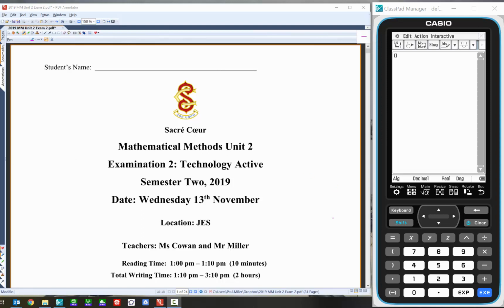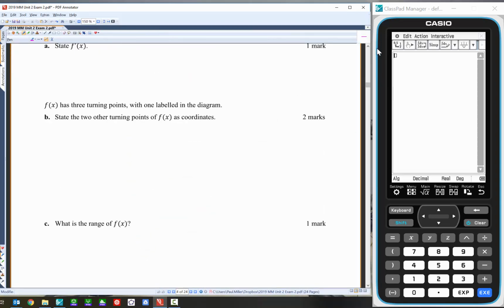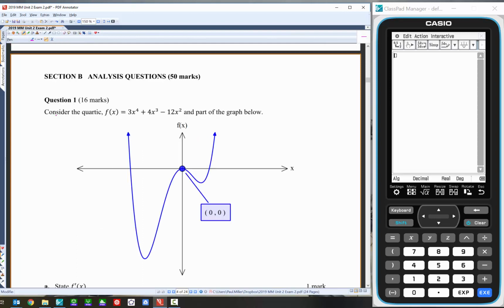These are the solutions to exam 2, semester 2, 2019. Let's have a look at the questions. Okay, we'll jump over the multiple choice and do the analysis first. So we've got a quartic function here, f of x equals part of the graph, and we want to get the derivative. Well, look, we're going to use that, I presume, a lot.